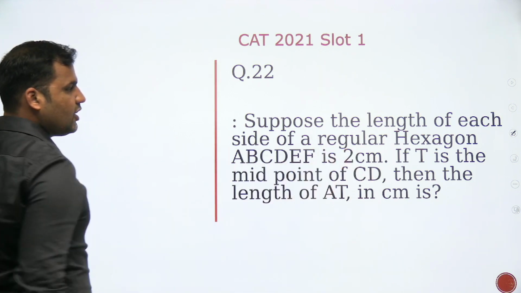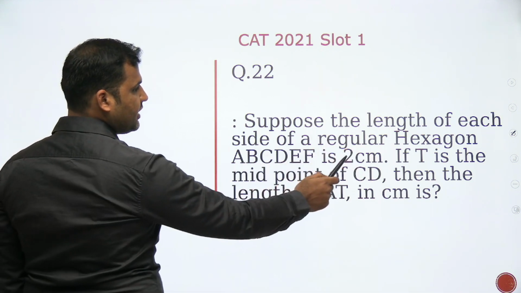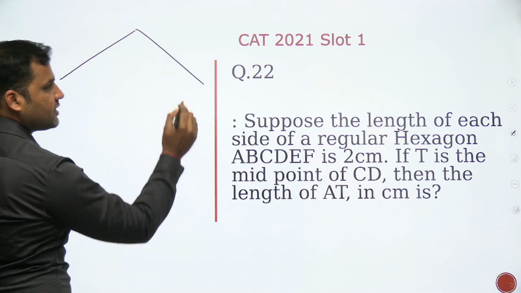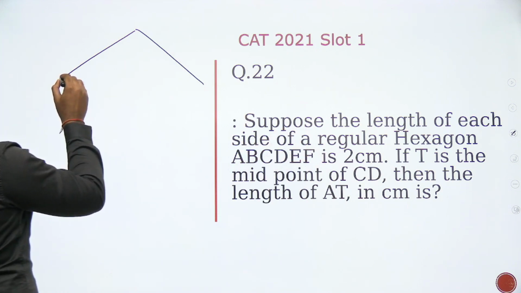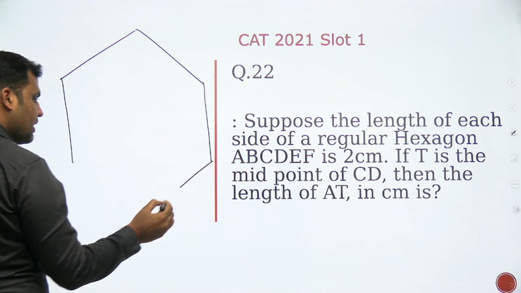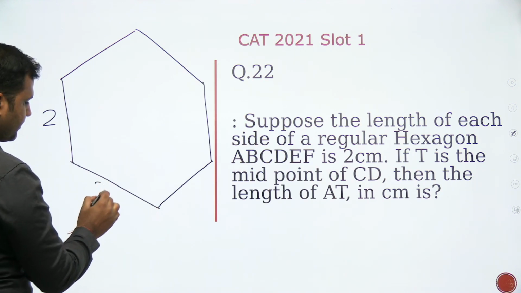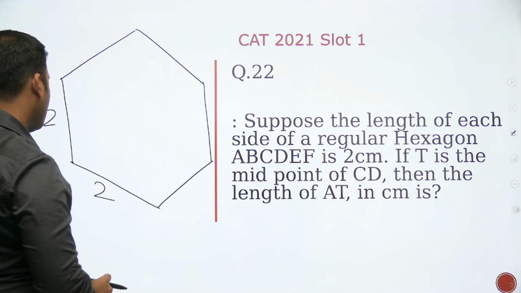Suppose the length of a side of a regular hexagon ABCDEF is 2 centimeter. Again, a question of hexagon. We have a regular hexagon. One of the sides is given to me as 2 centimeter, right? T is a midpoint of CD.